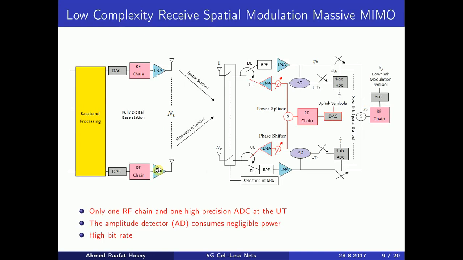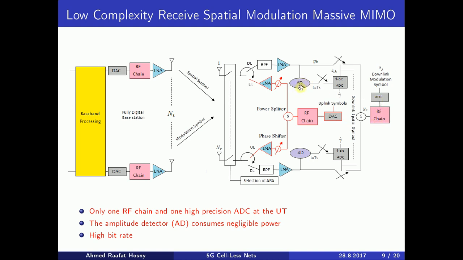This is the proposed low complexity receive spatial modulation massive MIMO. To simplify the user terminal circuit, we use only one RF chain and one high resolution ADC at the user terminal. As we can see here, this is the high resolution ADC and this is the RF chain. Only one RF chain and one high resolution ADC.